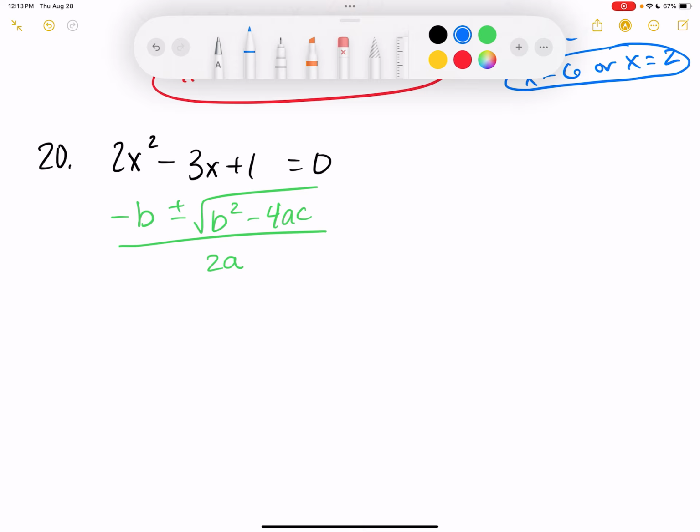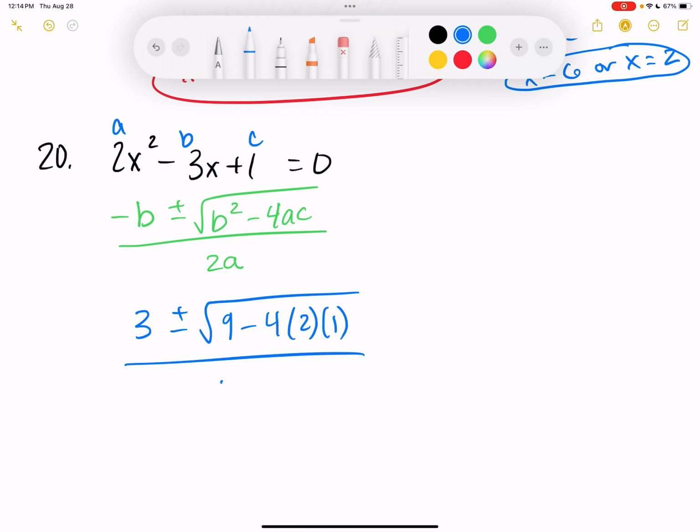All right, so I'm going to plug things in. The sign goes with it. So in this case, B is negative. A and C are positive. So I have negative B, but my B value is negative, so it's actually going to be a positive number. So 3 plus or minus the square root of B squared. So negative 3 squared is 9. I'm going to go ahead and write it that way. Minus 4 times 2 times 1, all over 2 times 2.